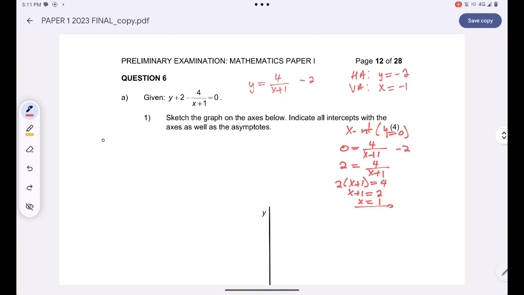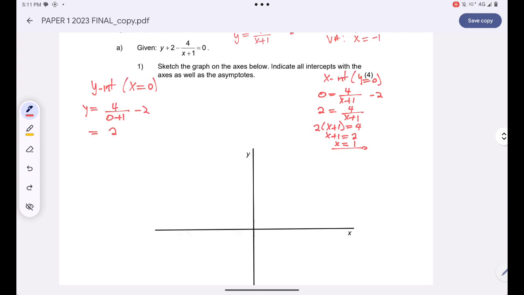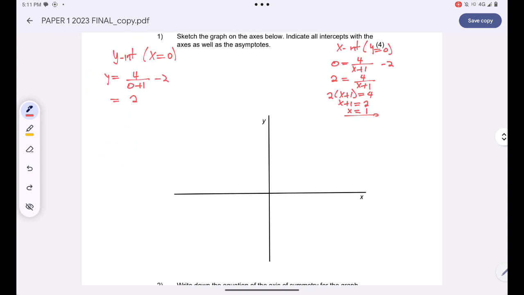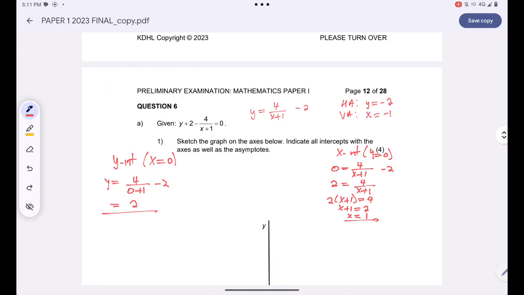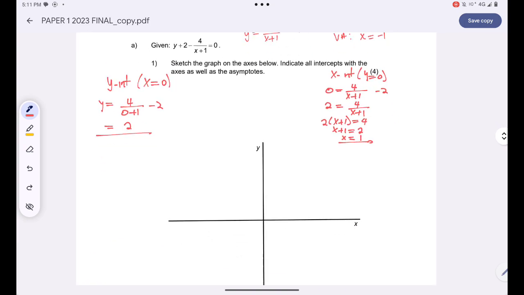And then for the y-intercept, I just need to make x 0 and then solve for y. So y will be equal to 4 all over 0 plus 1, minus 2, and the answer will be y is equal to 2. So I know both the y-intercept and the x-intercept, and I also know both the horizontal and vertical asymptotes.